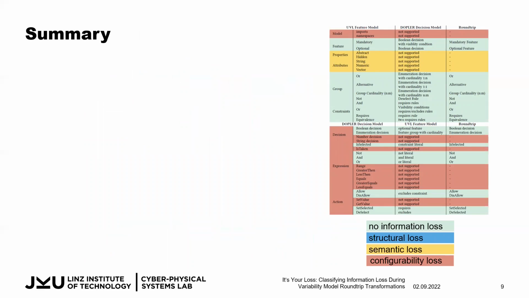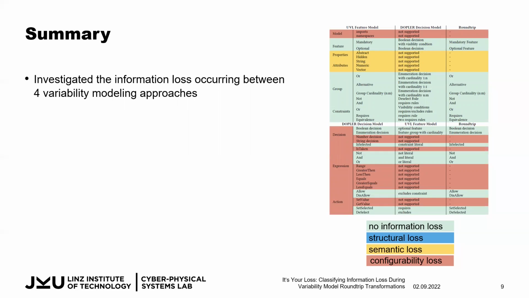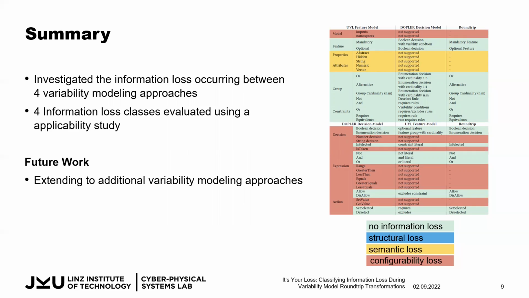To sum up our work, we investigated the information loss occurring between four variability modeling approaches, namely FeatureIDE feature models, UVL feature models, Doppler decision models, and orthogonal variability models. In total, based on patterns and the mapping tables, we identified four information loss classes, which we evaluated using an applicability study.